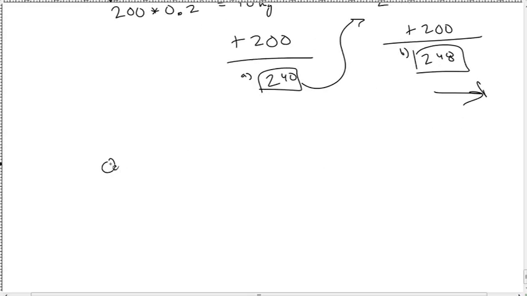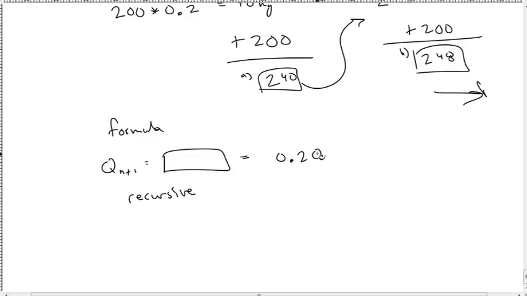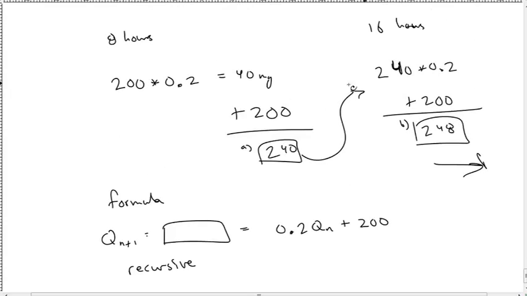But then they ask for a formula. This is the true part B. Q sub n plus 1 is equal to what? And they're saying this is a recursive formula, which is easy because we were just doing that a second ago. It's going to be 0.2 times Q sub n plus the 200. And that's what I was doing. See, whatever I had previously times the 0.2 plus 200, and that would always give me my result.